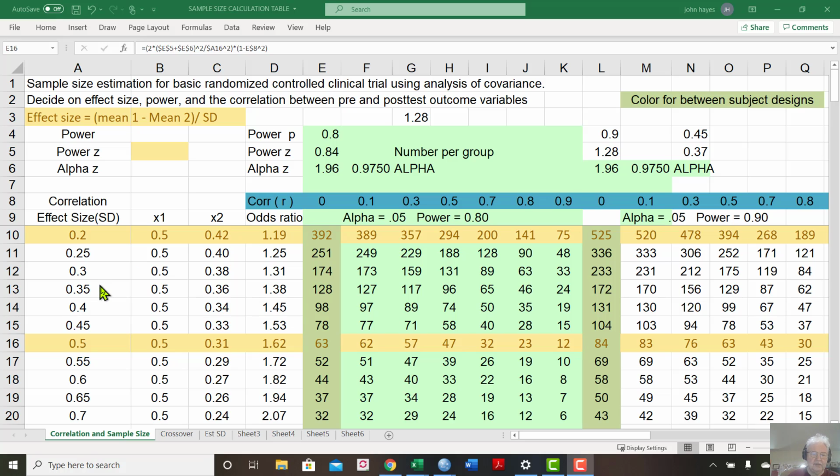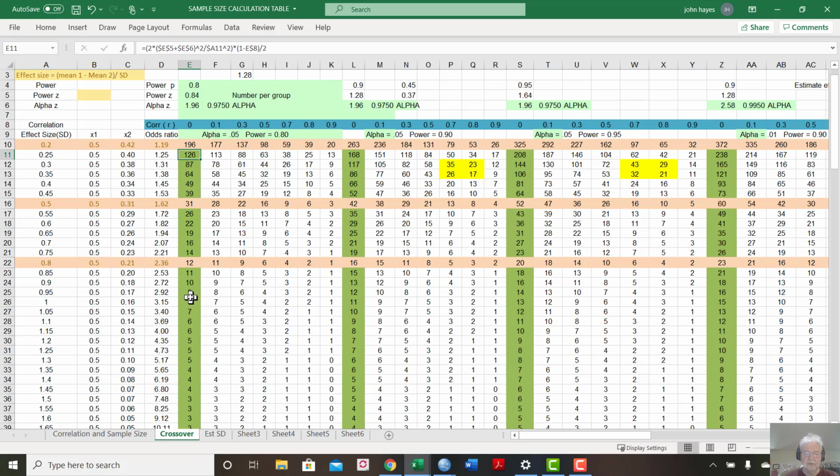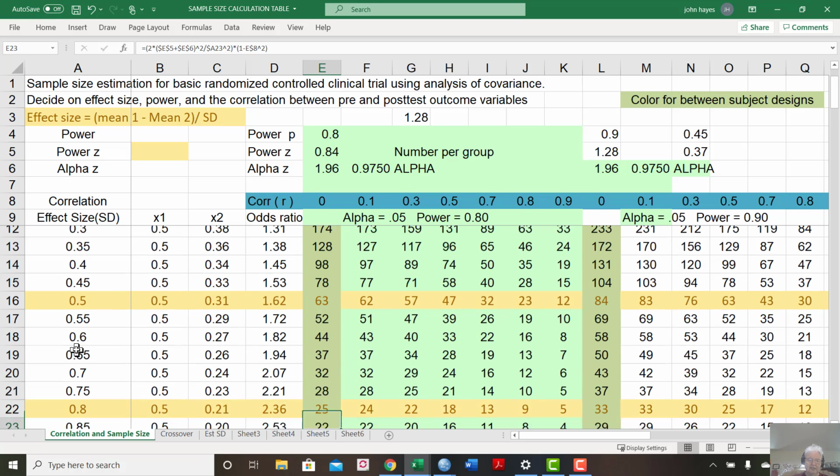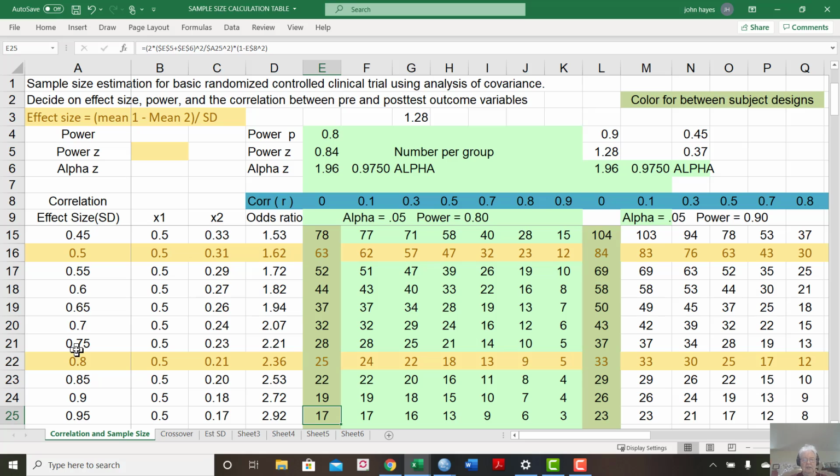Now, if you're going to do a crossover design, you can use the one on the second page. But we're going to just focus on this table. So we come down here, we see 0.2 is kind of the minimally scientifically relevant. This is kind of our minimum clinical relevance. Now, you want to give yourself some room.